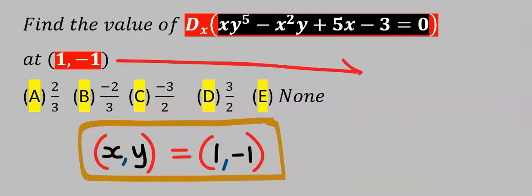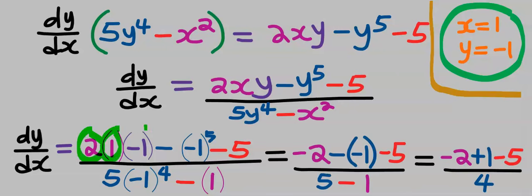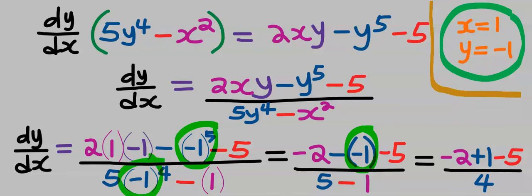However, from the question, we are given that x is equal to 1 and y is equal to minus 1. Wherever I see x, I'm going to put 1. And wherever I see y, I will now put minus 1. 2 multiplied by 1 multiplied by minus 1 will give you minus 2. Minus 1 to the power of 5 will give you minus 1. And minus 1 to the power of 4 in bracket will give you 1 multiplied by 5 will give you 5.